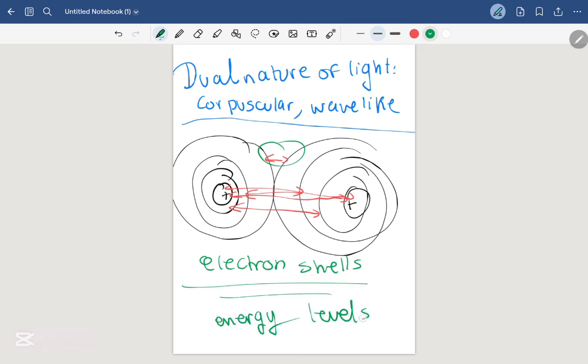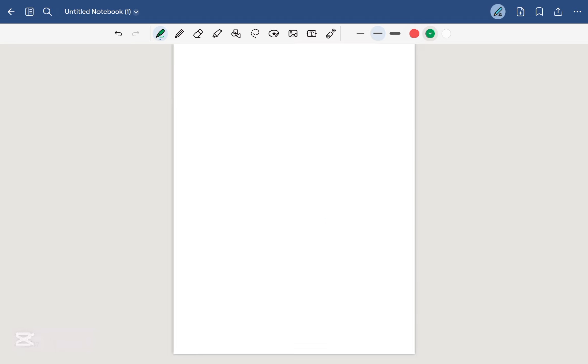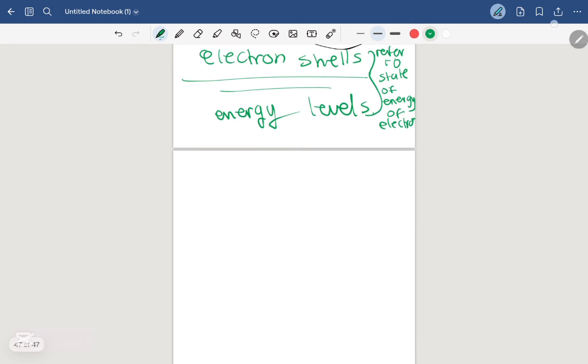Now, one thing we should agree on is that electron shells and energy levels refer to the state of energy of the electron and not its location. I think I messed up before. So I mean to say they don't refer to the location of electrons, they refer to the state of energy of electrons. Now, electron shell is the shell, right?